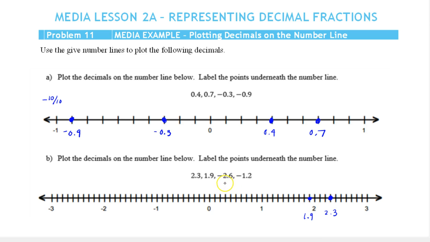Next, we have -2.6. So I'm going to start at 0, there's -1, there's -2, and I have to count 6 in this direction. So -2.1, -2.2, -2.3, -2.4, -2.5, -2.6. Okay, notice that's between -2 and -3. And -1.2, here's -1, -1.1, -1.2.